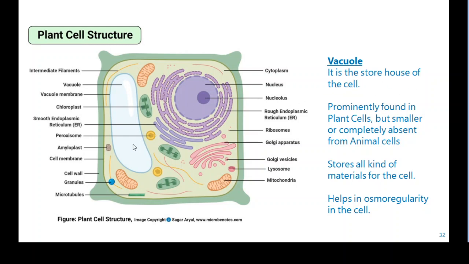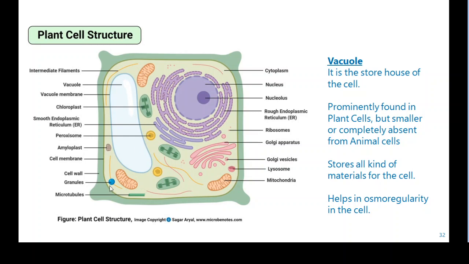All types of components, waste components, or anything the cell has made in excess, like some excess proteins or excess fat that has been synthesized and is not immediately required, where will the cell store them? It will store them inside the vacuole, right? Apart from this, the vacuole also helps in maintaining the osmoregularity of the cell.